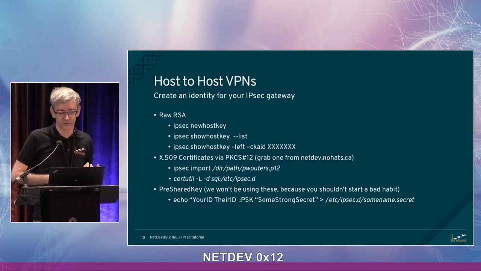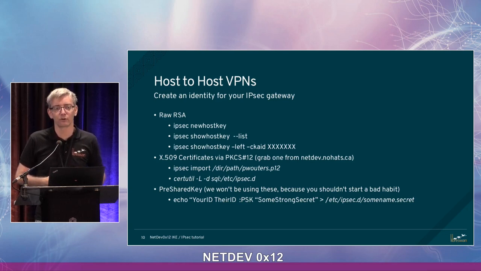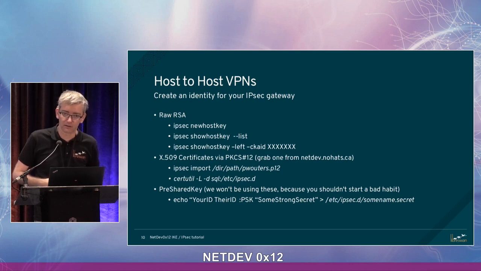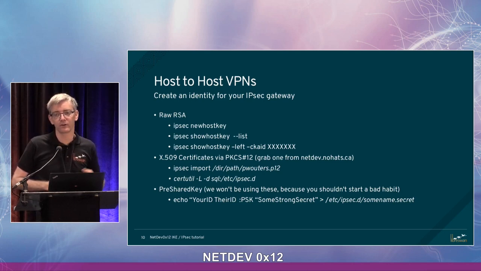So the simplest way for a host-host connection where you don't need third parties to negotiate the ID is to use raw keys. If anyone has a VM with Libreswan on it, you can type ipsec newhostkey as root, and you'll see it generates just a raw key.